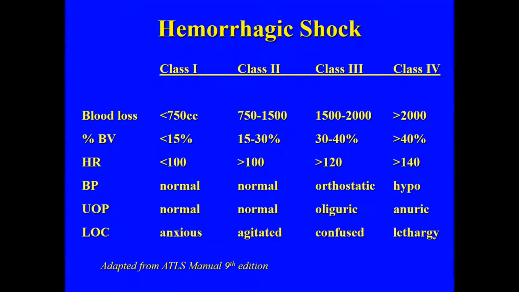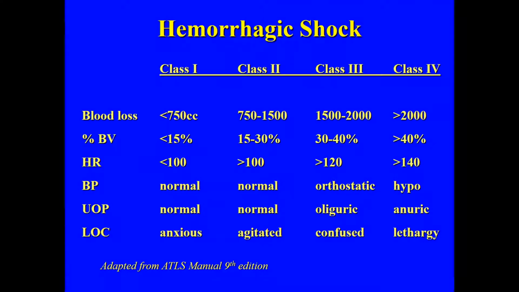The physiologic changes associated with this shock state are somewhat subtle. The heart rate is usually less than 100 beats per minute, again in a person without cardiac disease. Resting blood pressure and urinary output are both normal, and the level of consciousness is usually described as anxious but not impaired.